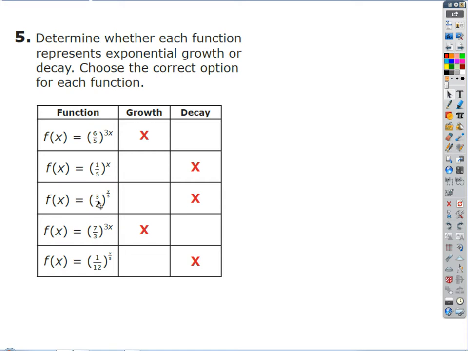1/2 to the 1 is 1/2. 1/2 to the 0 is 1. 1/2 to the 1 is 1/2. 1/2 squared is 1/4. So it's getting smaller, right? Oh, gotcha. See what I'm saying?